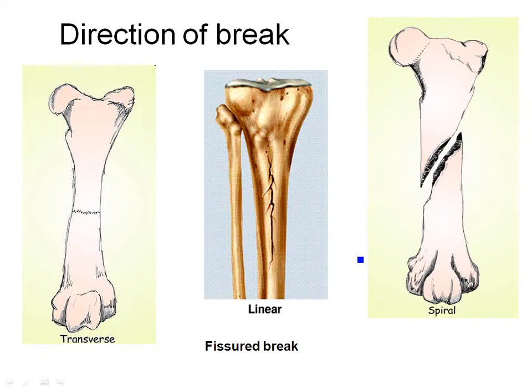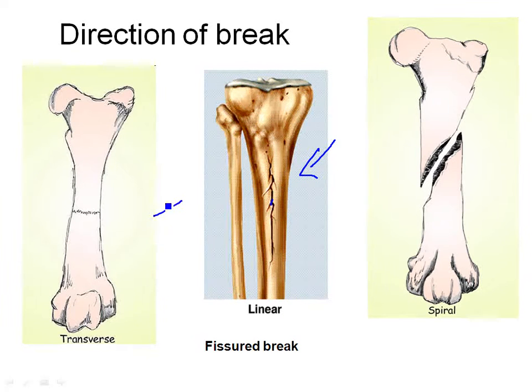Another way of describing a break is the direction that the break took. Now this one in the center is a linear break, and that means that the direction of the fracture is the same as the long axis of the bone itself, or you can think of it as going lengthwise of a long bone. Another term, sometimes this is also called a fissured break because it is an incomplete break that runs the length of the bone.